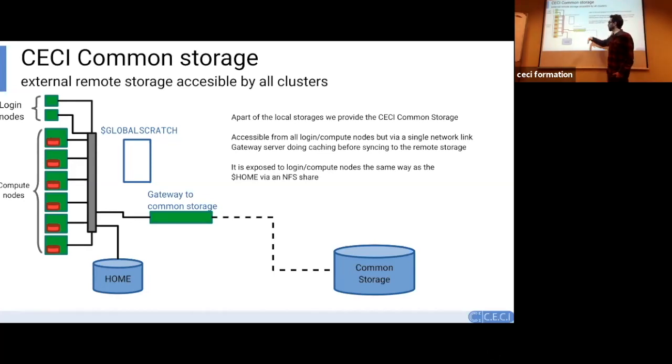Keep in mind that when you write there, you write to this machine, and then it takes some time until this machine syncs the data with the remote storage. So actually, if you write there from Mons, you won't see it instantaneously on Liège. And in the end, this gateway machine is exposing the remote storage via a single network uplink, via an NFS service.